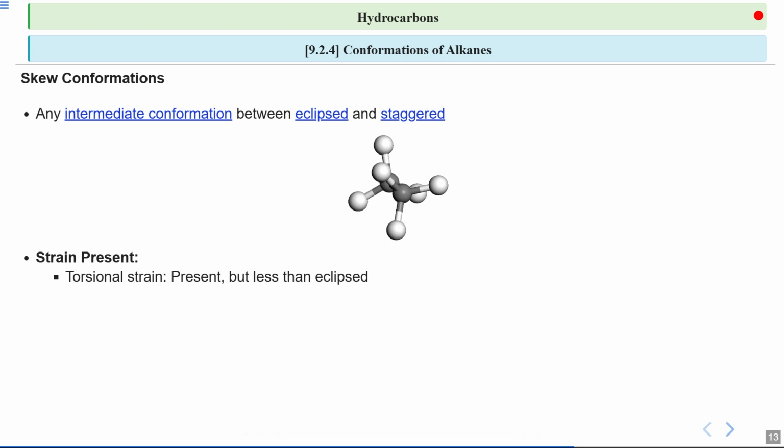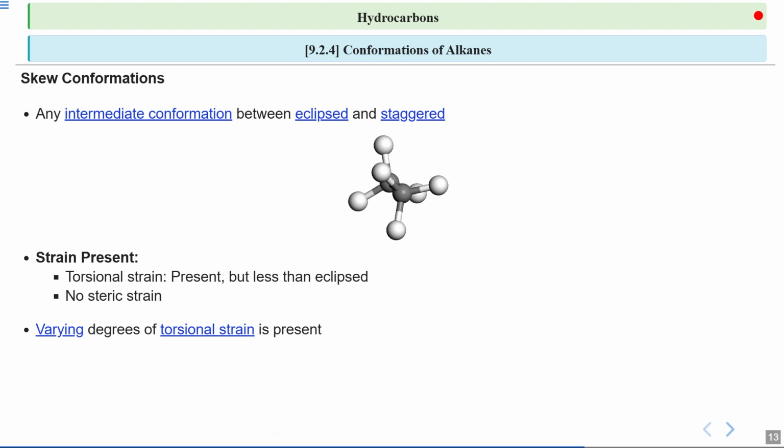So torsional strain is present in the case of skew conformation, but it is less than what we see in eclipsed conformation. This strain comes from the resistance to twist around the bond. Of course, since we are taking the case of ethane, where we have only hydrogen atoms, it will not show any steric strain due to the negligible size of the hydrogen atom.